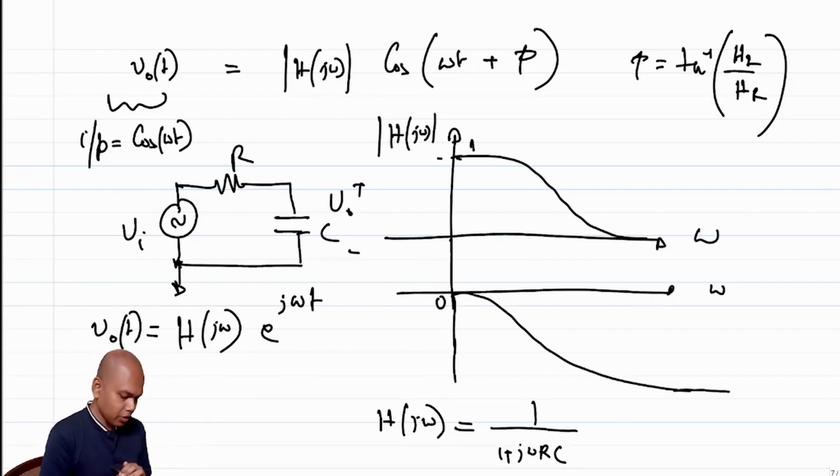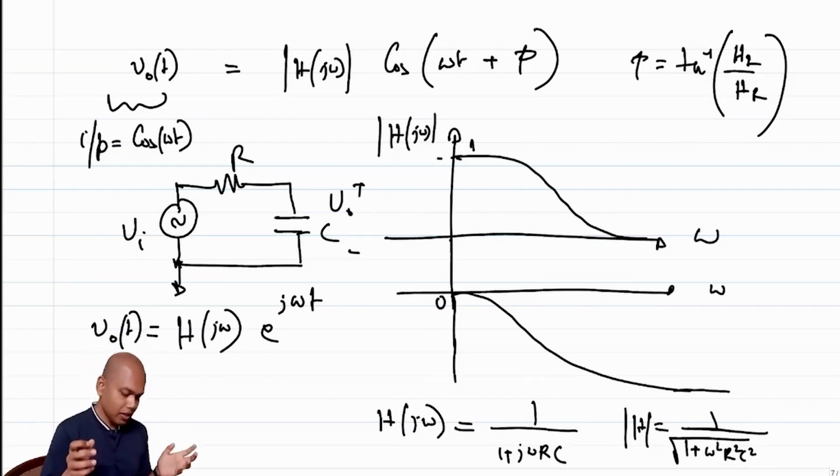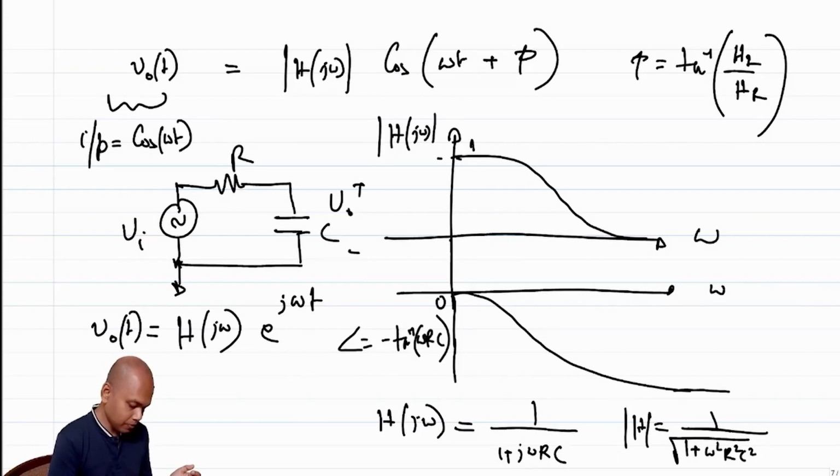Okay, so if this is the case, what is the mod of H of j omega? That is what you see. The mod of H is essentially 1 by the root of 1 plus omega square R square C square. So at very low frequency it's 1, at very high frequency it goes to 0, and so forth. Similarly, the phase is essentially minus tan inverse of omega RC. So at omega equal to 0 it is 0, and at omega to infinity it goes to negative pi by 2.